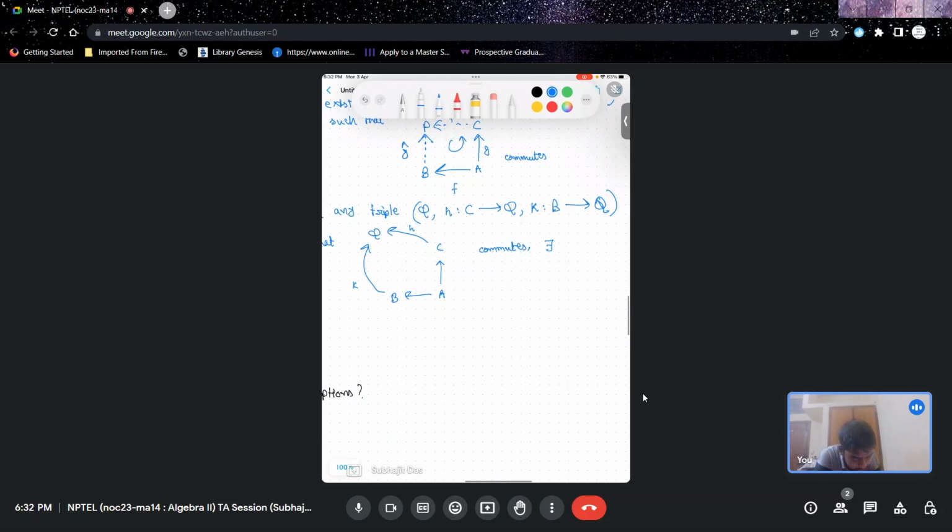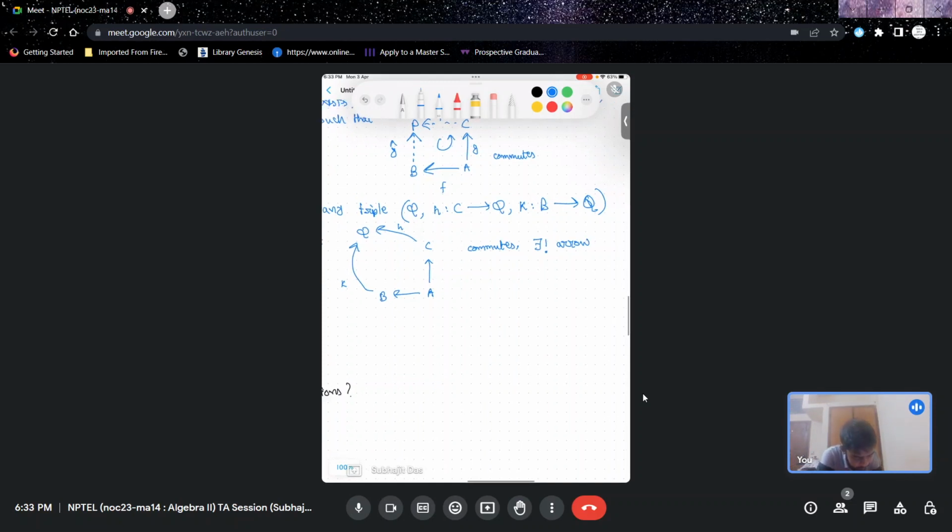If this is the case, then there exists a unique morphism from the push out P into Q. So this is your push out. This is F, this is G, this is F hat, this is G hat. From P into Q you get a map. Let's denote it by a different color, maybe black.